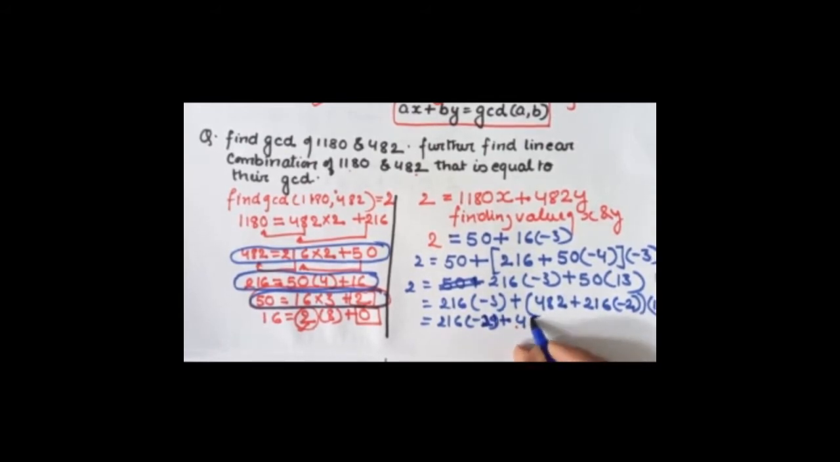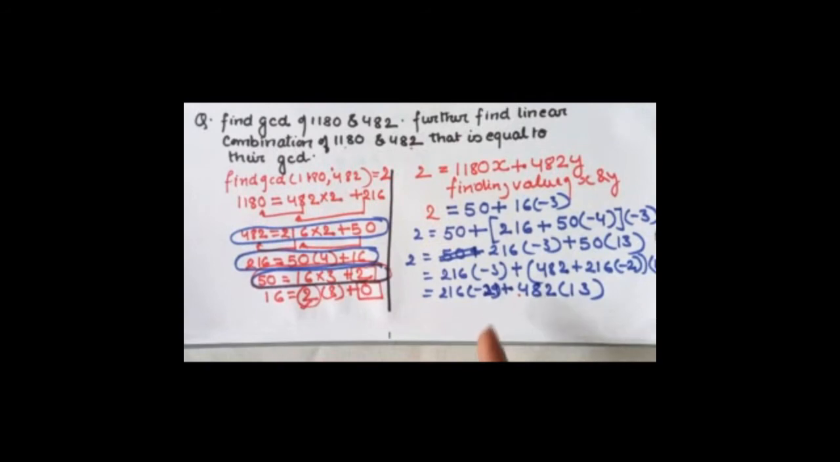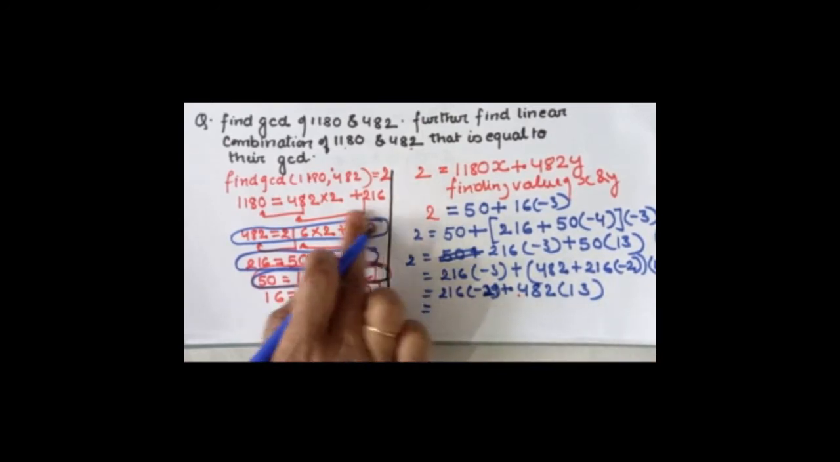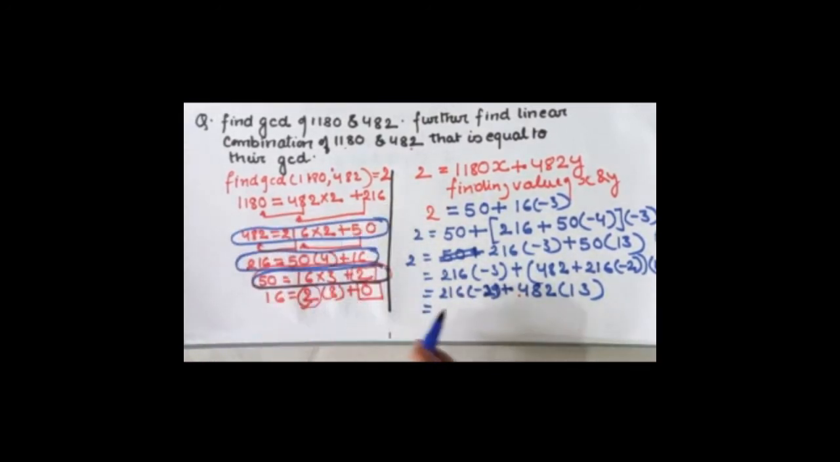Please solve it on your own and then see what the value is. This is what you're going to get. Okay, this is minus 29. Further solving this, which one is the smaller value? 216 is the smaller value. Please find out a substitution for 216.